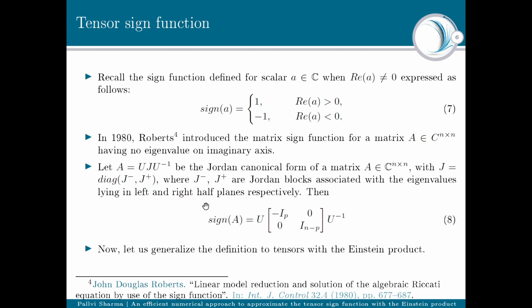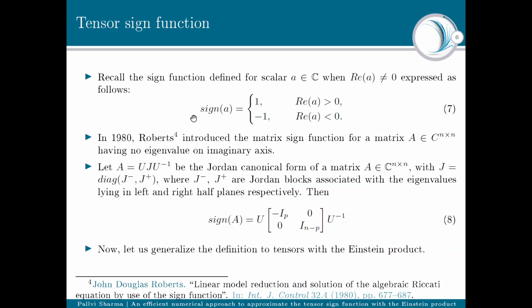Now let's move towards tensor sine function. Before defining the tensor sine function, let's first recall what is scalar sine function, which is defined for all those complex numbers which do not lie on the imaginary axis, that is, their real part is not equal to 0, and sine of that complex number is defined as 1 for all complex numbers which lie in the right half plane and -1 which lie in the left half plane.